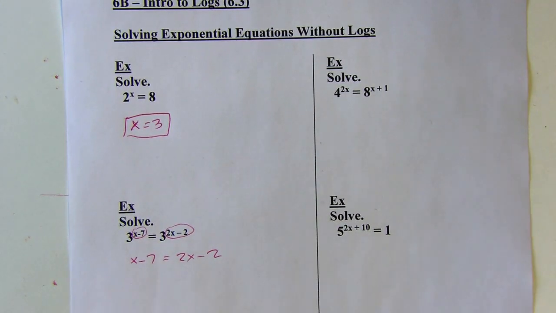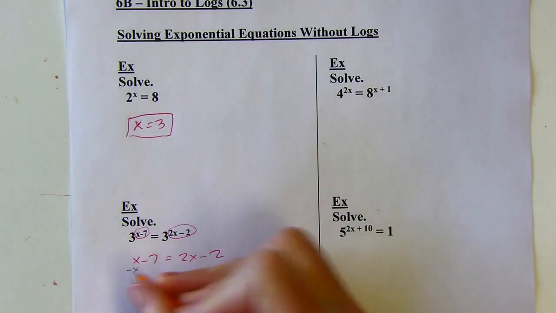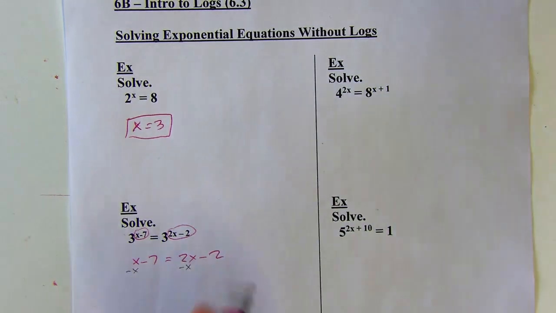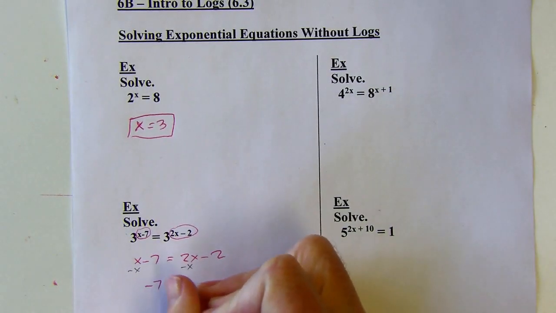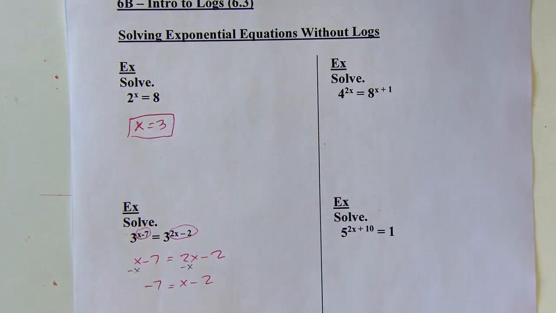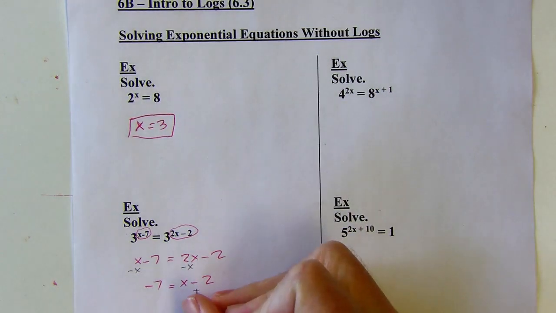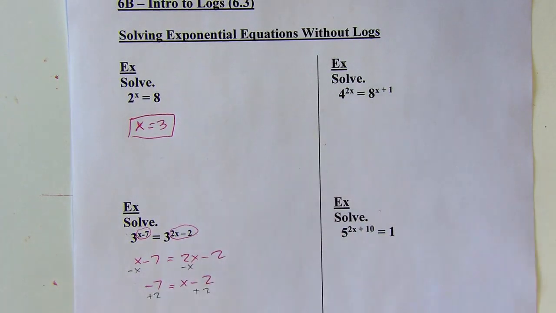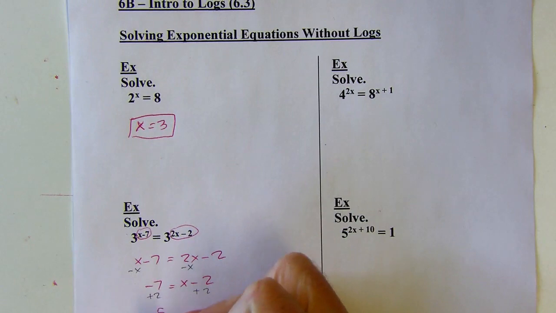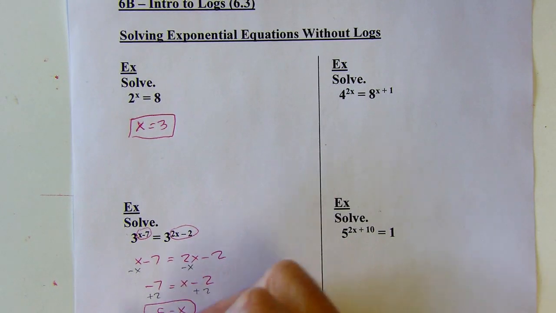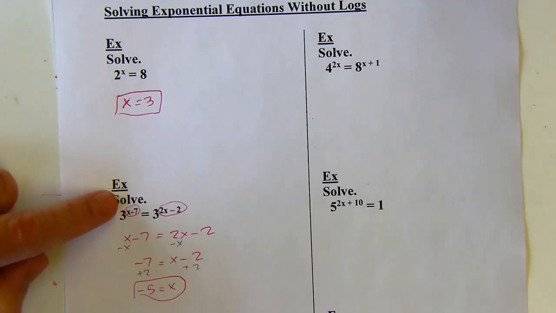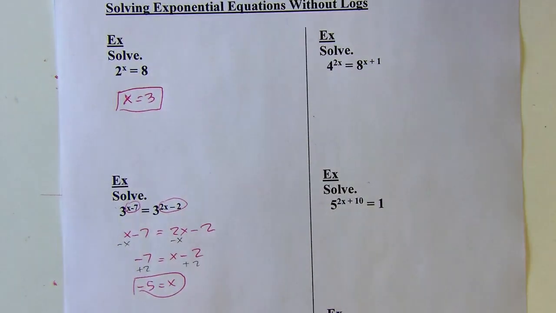Okay, and then I got a pretty simple equation to solve. I'll just subtract x, and add 2, and then x will equal -5, and there's my solution. And you can test it out in the original equation. It will balance out on both sides.